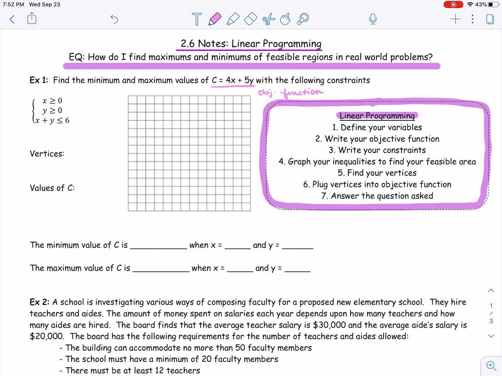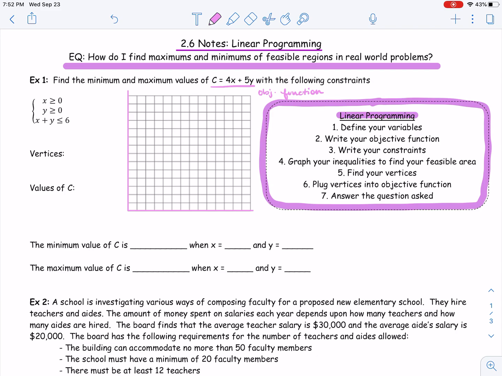Well, I'm not defining my variables because this is not a word problem. The objective function was given to me. The constraints were given to me. So step 4 says I need to graph those inequalities. So I'm going to graph x is greater than or equal to 0. So that's going to be a vertical line here. And I would be shading to the right of that line. Y is greater than or equal to 0 is going to be this horizontal line here. And I will be shading above. So as of right now, this entire quadrant is shaded.